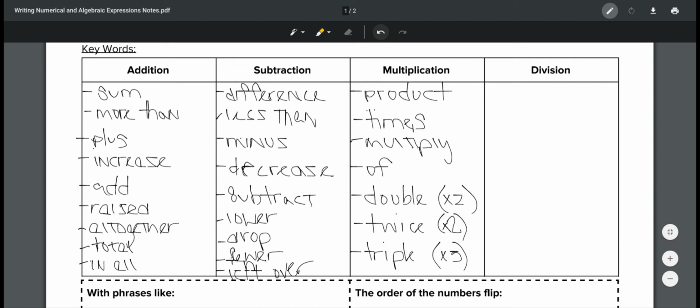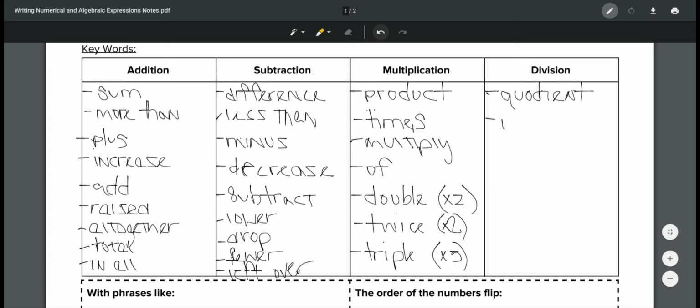So again, pause here if you need to finish copying this column, but I'll read them off one more time. We have product, times, multiply, of, double, twice, and triple. Double is times 2, twice is times 2, triple is times 3. And the last column there is division. Our first one's going to be quotient. That's the answer to a division problem. Quotient.